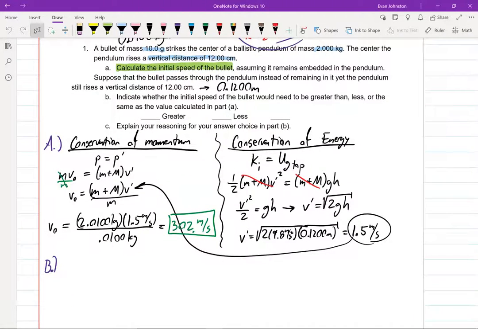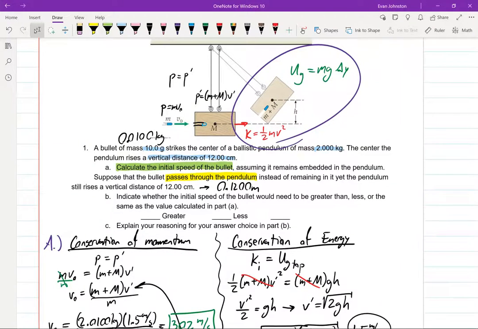So looking at part B, it says, suppose the bullet passes through the pendulum. So it just punches through. It doesn't stay in it. Instead of remaining in it, yet the pendulum still rises a vertical distance of 12 centimeters. Indicate whether the initial speed of the bullet would have to be greater than, less than, or the same as what we calculated in part A.